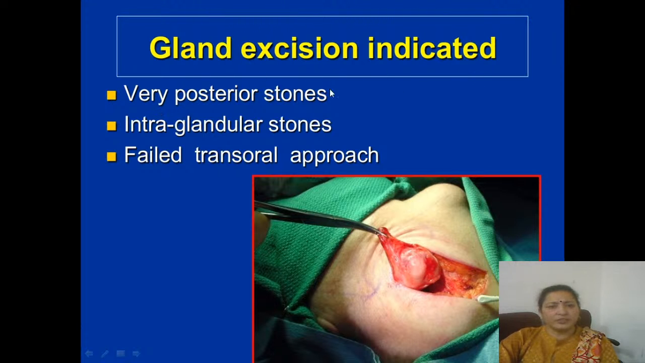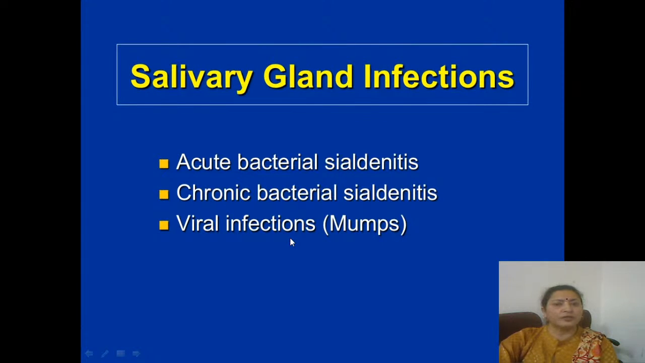Gland excision is indicated when the stones are more posteriorly intraglandular and transoral removal has failed. Sometimes we remove the stone, but it leads to a stricture or a narrowed luminal block later on, and it becomes chronic. So failed transoral approach, stone removed, chronicity, recurrence, that is another reason for removal of the gland.